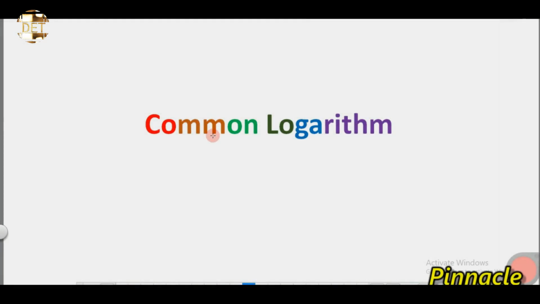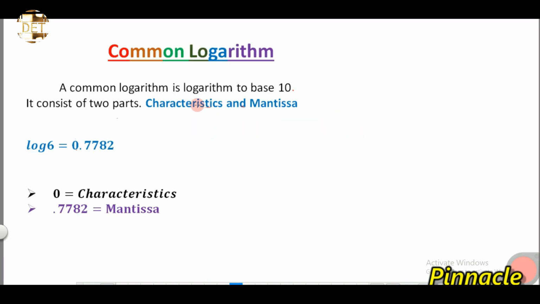In this video, we're going to look at common logarithm and how to use the four-figure table to solve questions on common logarithm. So first of all, what is a common logarithm? A common logarithm is logarithm to base 10, and it usually consists of two parts, the characteristics and the mantissa.